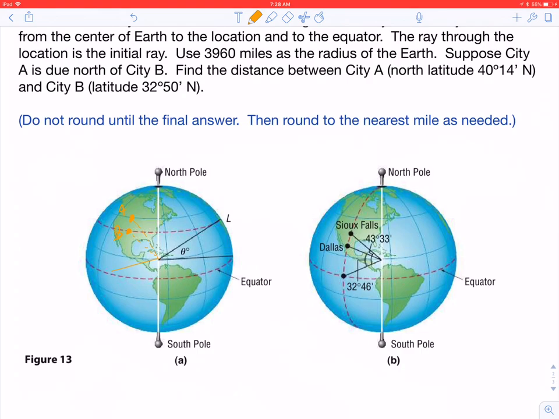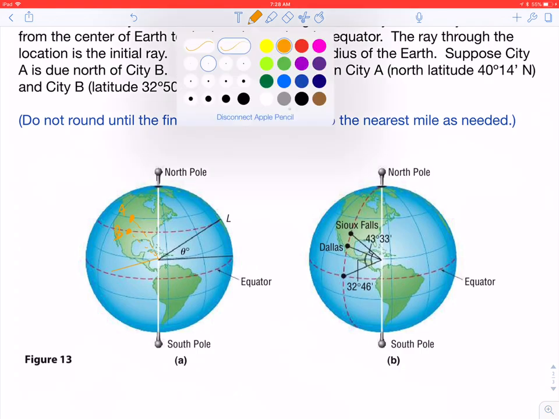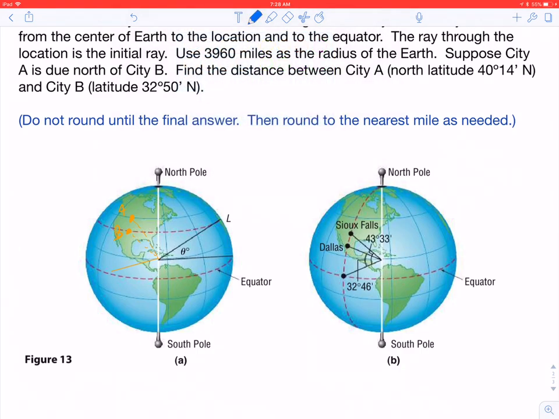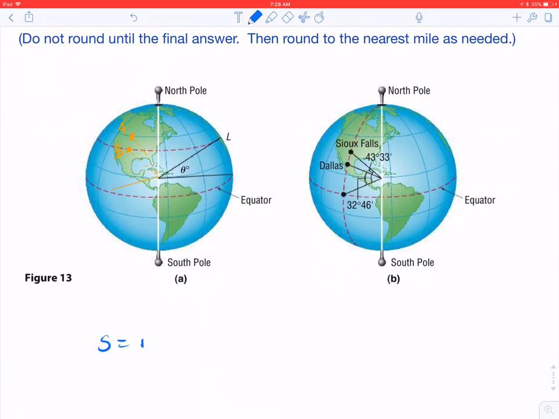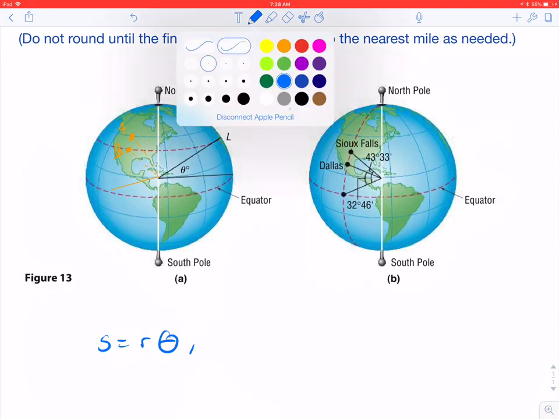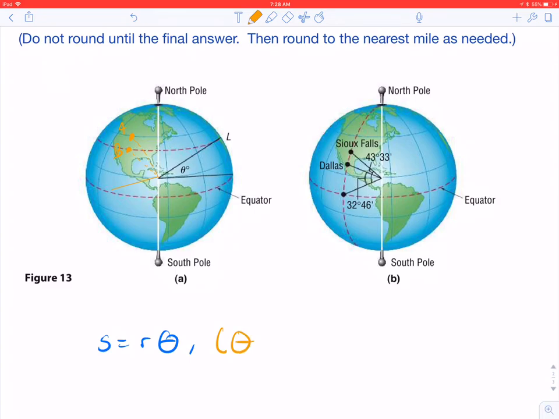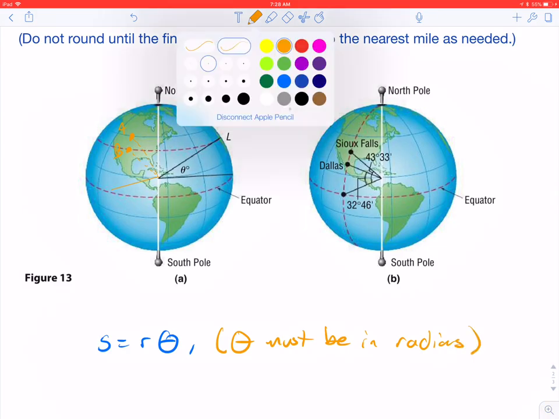What we're using is a formula called arc length. One of my teachers or mentors, one of the greats that came before me, said that every time we use a formula, write it down. So the formula here is arc length, S equals R theta. Keep in mind that theta must be in radians for this to work. If it's not in radians, it's not going to work.